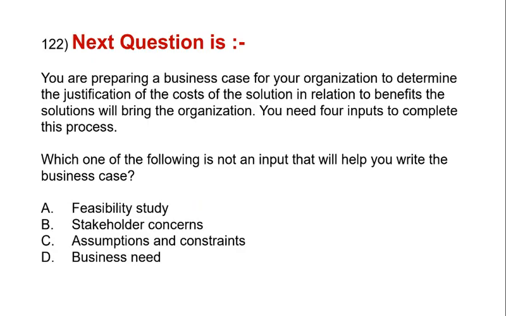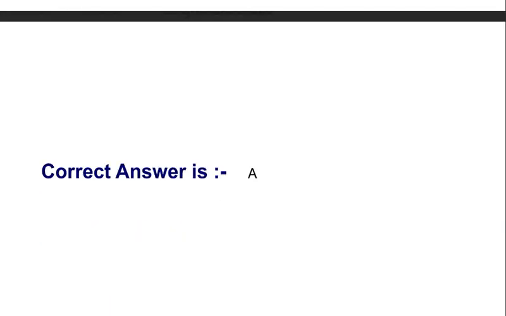Question is, you are preparing a business case for your organization to determine the justification of the cost of the solution in relation to benefits the solutions will bring the organization. You need 4 inputs to complete this process. Which one of the following is not an input that will help you write the business case? Option A, feasibility study. Option B, stakeholder concerns. Option C, assumptions and constraints. Option D, business need. Correct answer is option A.